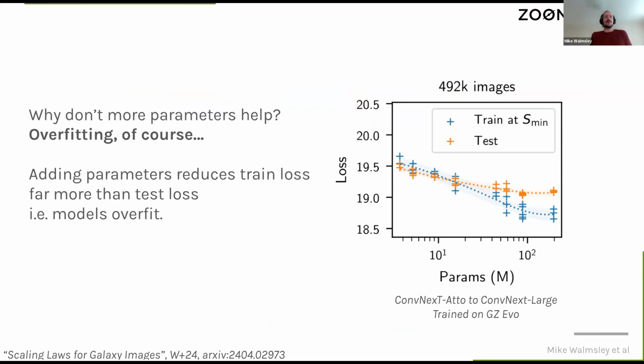That should probably not be a surprise to anyone here. You will know all about overfitting, and I think that's simply what's happening. If I compare the train and test losses for the convex models as I increase the number of parameters on that full 500,000 galaxy image data set, the train loss improves much quicker than the test loss, and eventually you get a pretty dramatic separation, which is a classic overfitting example.